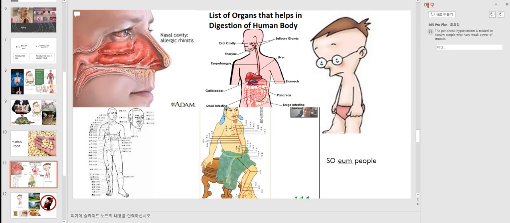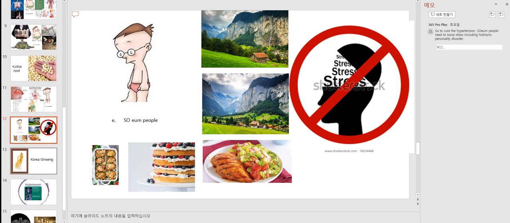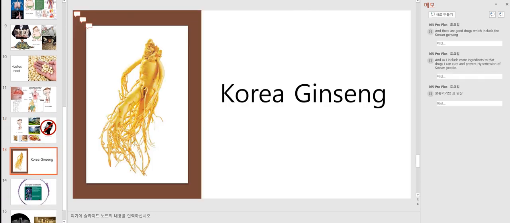The peripheral hypertension is related to some people who have weak muscle power. So to cure the hypertension, some people need to lose stress, including histrionic personality disorder. And there are good drugs which include Korean ginseng. And as I include more ingredients in those drugs, I can cure and prevent hypertension in some people.